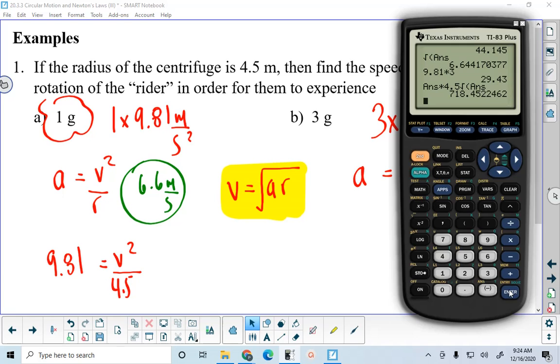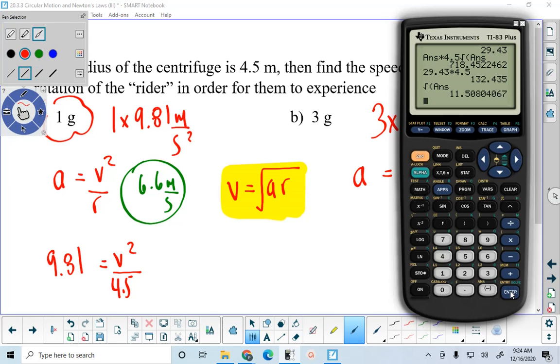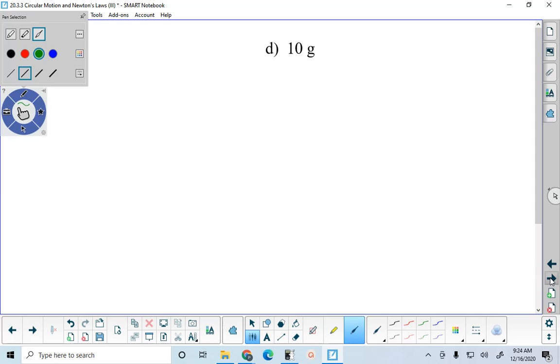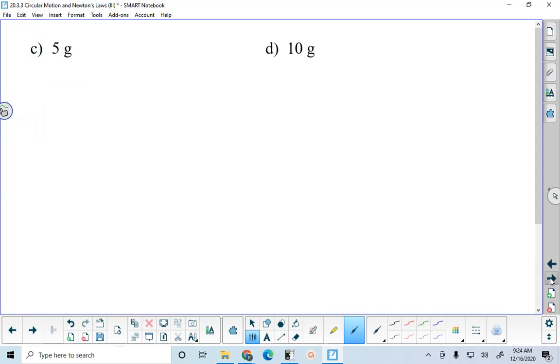That can't be right. I forgot to hit equals. And we take the square root, and you get 11.5 meters per second. So I'm going to give everybody a minute here to calculate the answers to C and D. Then we'll talk about the frequency.